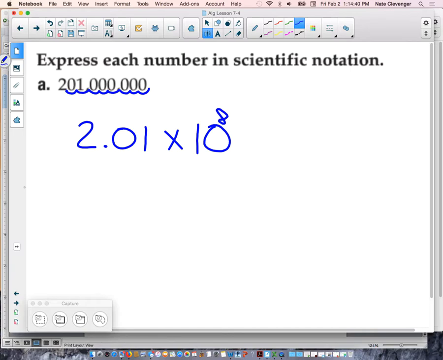Alright? That's your basic writing a number in scientific notation. Write the number as a number between 1 and 10. And then your exponent becomes the value of the number of units that you move your decimal.